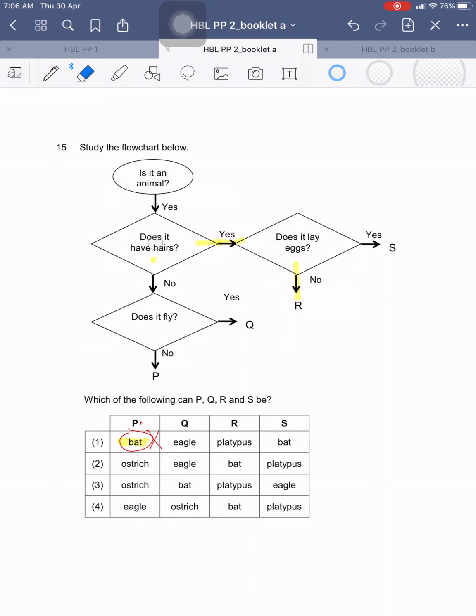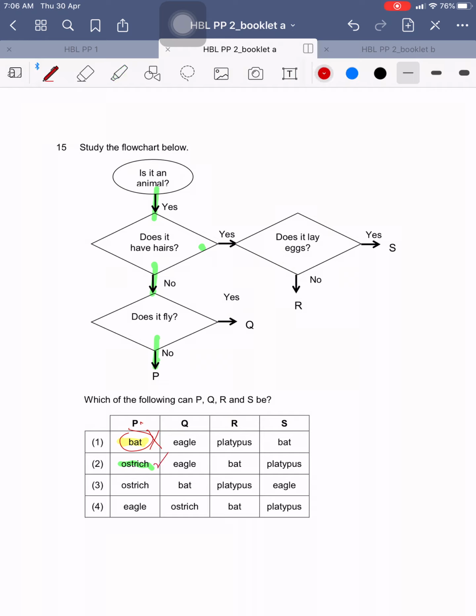Okay, let me erase the color. Now we try option 2, ostrich. Is it an animal? Yes. Does it have hair? No. Ostrich is a bird, so it doesn't have hair. Does ostrich fly? The answer is no. So this is correct.